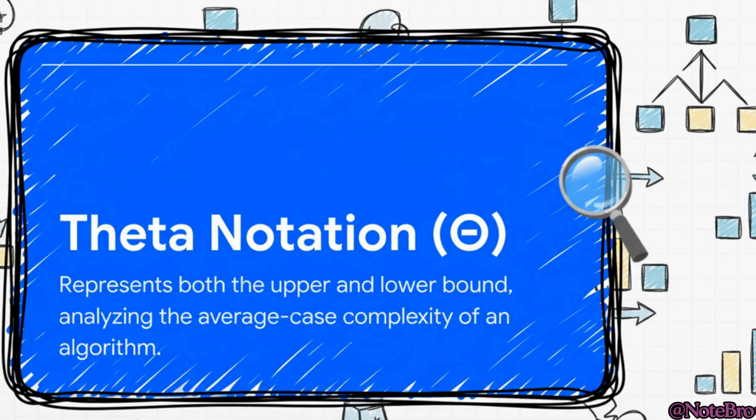And finally, we have theta. You use theta when an algorithm's best and worst case performance are pretty close to each other. It gives you a really tight, precise picture of how it usually behaves. When we say counting sort is theta of n plus k, we're giving a very accurate description of how it will perform, because its runtime doesn't really have these wild swings.